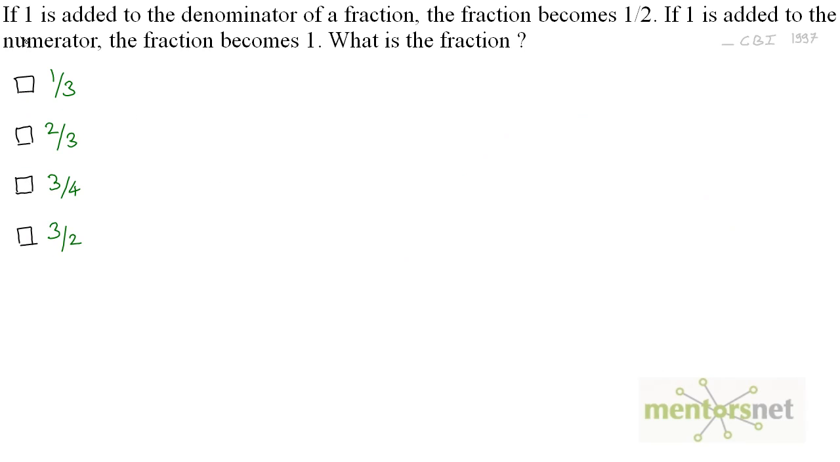Now the fourth question. If 1 is added to the denominator of a fraction, the fraction becomes half. If 1 is added to the numerator, the fraction becomes 1. What is the fraction? So let the fraction be a by b. If 1 is added to the denominator, the fraction becomes half. So we have a by b plus 1 is equal to 1 by 2. And if 1 is added to the numerator, the fraction becomes 1. So we can write a plus 1 by b is equal to 1.